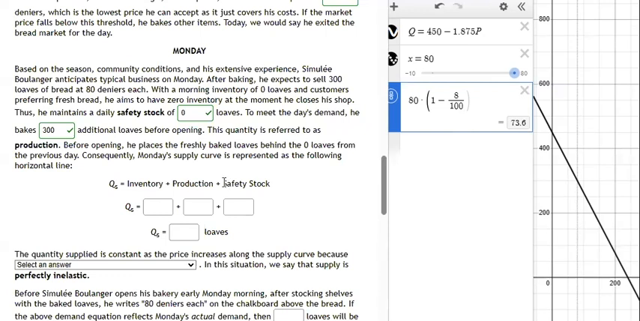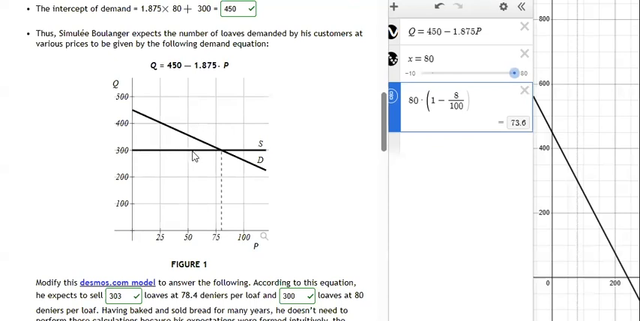So he has 0 in inventory, 300 in production, 0 safety stock, for a total quantity supplied of 300. So this horizontal line, which is a vertical line in demand models where quantity is on the x-axis and P is on the y-axis, says during this given day, he has supplied 300 loaves of bread at a price of 80. So this is perfectly inelastic supply with the demand curve modeled by this expected quantity of bread demanded for a given price.